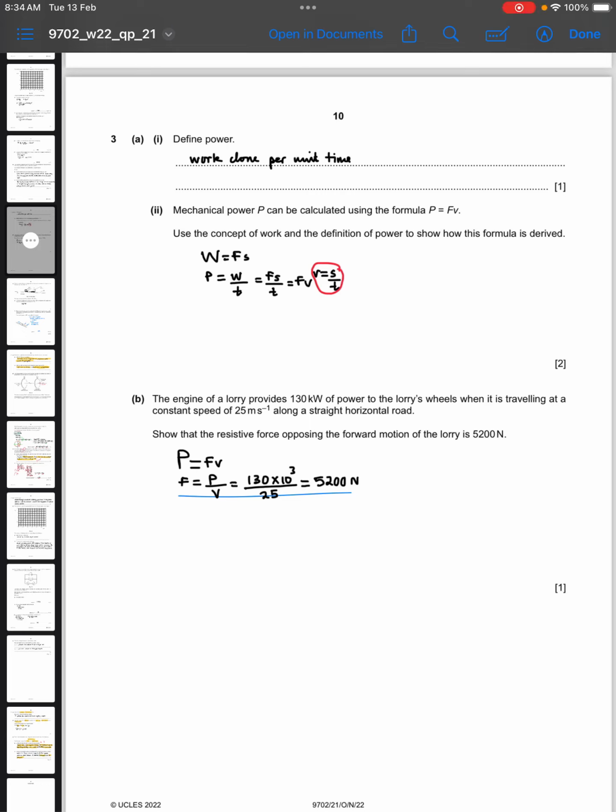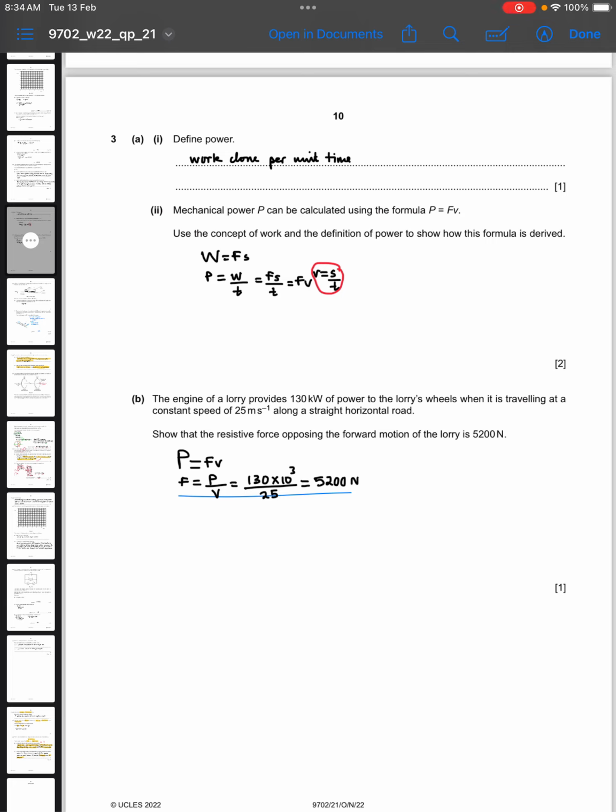Define power. Power is the work done per unit time. Of course, there are other variations of the definition of power: energy gained per unit time, energy used per unit time. Remember, to do work, energy must be used, but work can also result in energy being gained.